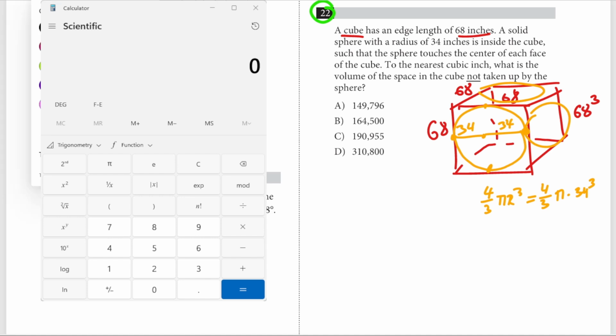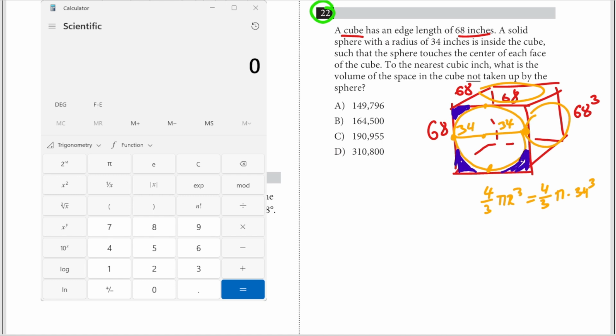So if we need to find the empty space, this purple region in between the sphere and the cube, all we have to do is subtract the volume of the sphere from the volume of the cube. So the volume of the cube is 68 cubed, minus 4/3. If you're using a TI-84 or Desmos, you can just use pi, but I'll use 3.14, and then times 34 cubed.